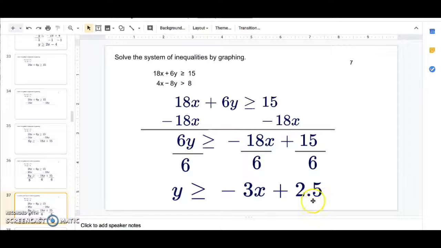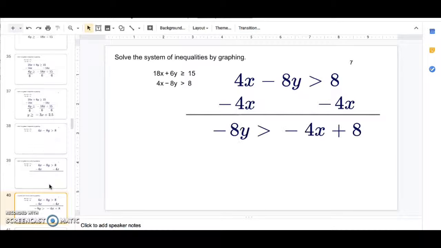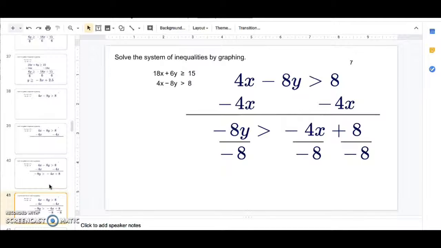We need to keep this as a decimal, 2.5, for the y-intercept so we can graph it, because 15 over 6 is kind of hard to graph as a fraction. Okay, so then the next inequality is 4x minus 8y is greater than 8. So we subtract 4x from both sides. We get negative 8y is greater than negative 4x plus 8. We divide everything by negative 8. Now, when we divide an inequality by a negative number, we have to change the direction of the inequality, and we get y is less than 1/2 x minus 1.